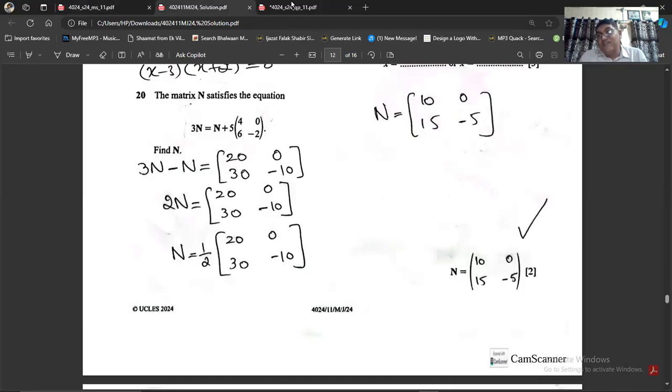And after this 2024 exam, in 2025, this matrix topic is no more in the Cambridge O-level syllabus.